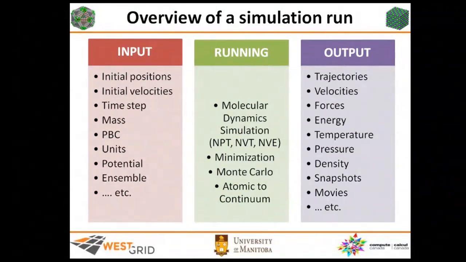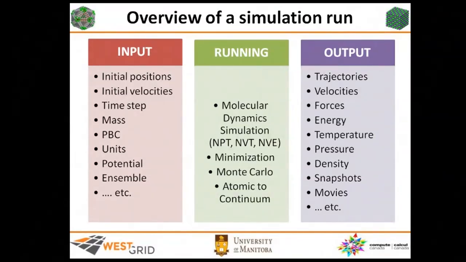So how does a simulation run look? There are two parts. The first part is the input file. In the input, there are initial positions, initial velocities, time steps, the mass, the periodic boundary conditions you want to use, the potential, and many other parameters.